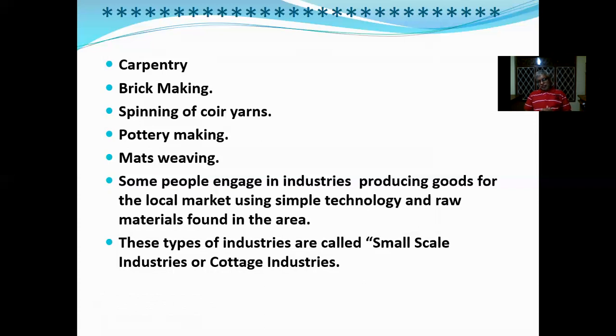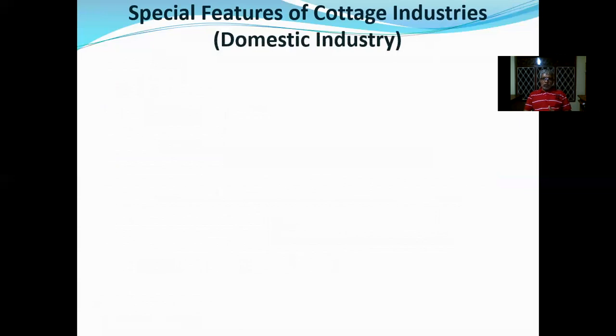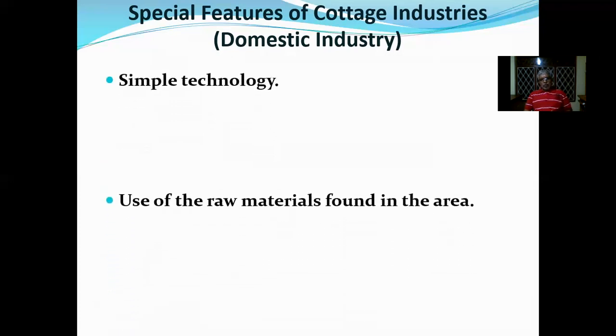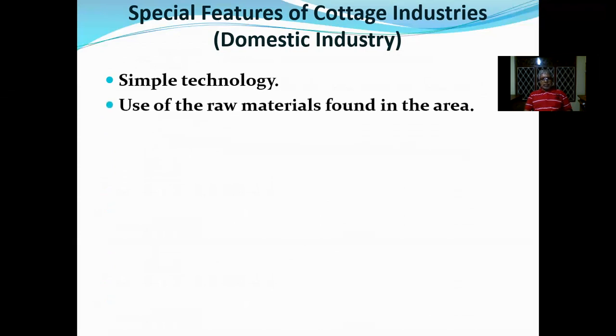Gruha karma. Because their main features are given below, in the next slide you will see that. What are the main features can be found there. Special features of cottage industries, or another term is domestic industry. Domestic means home. You check what are they. Simple technology. Use of the raw materials found in the area. That means in the particular area where those industries are conducted.